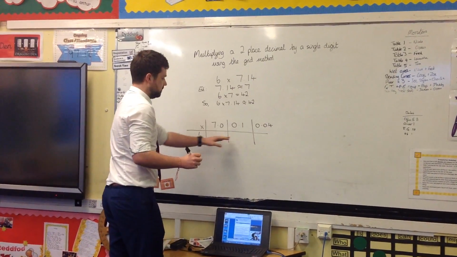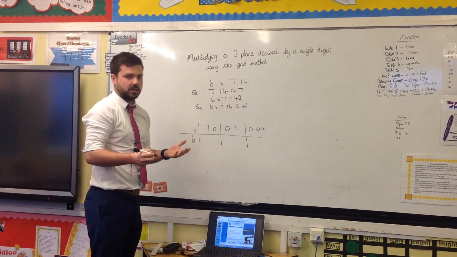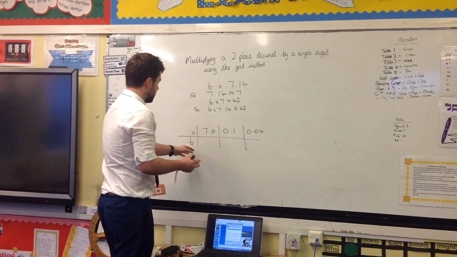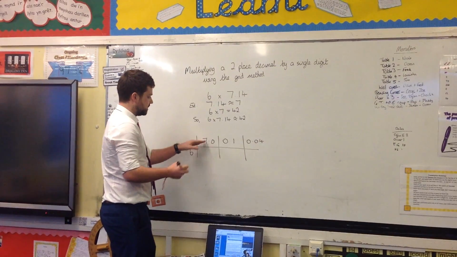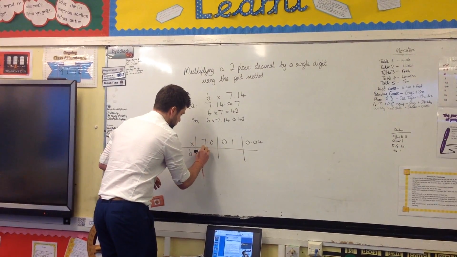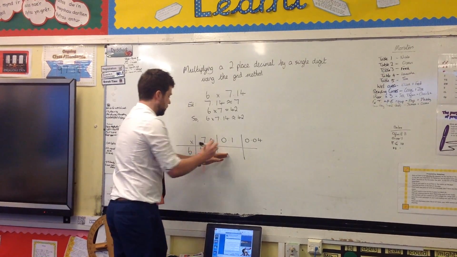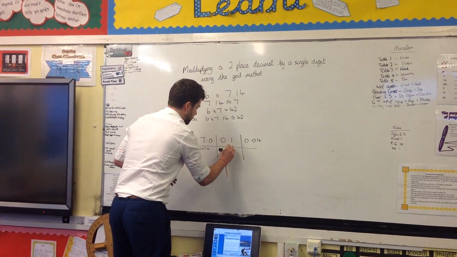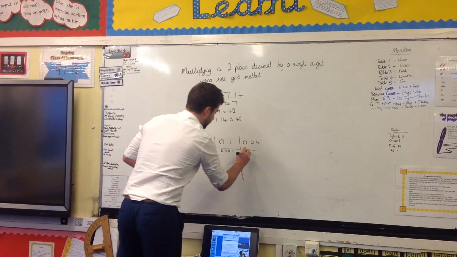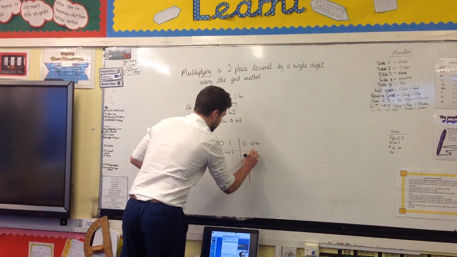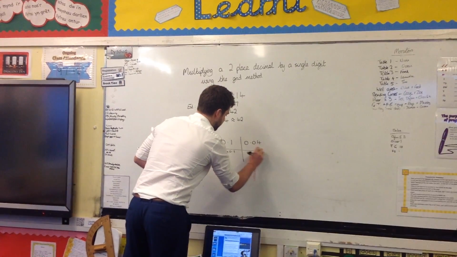Okay, so to help us, we can put each calculation we'll be doing into each of the boxes. In this box, you can see we are multiplying 6 by 7. In the next box, 6 lots of 0.1. And finally, 6 lots of 0.04.